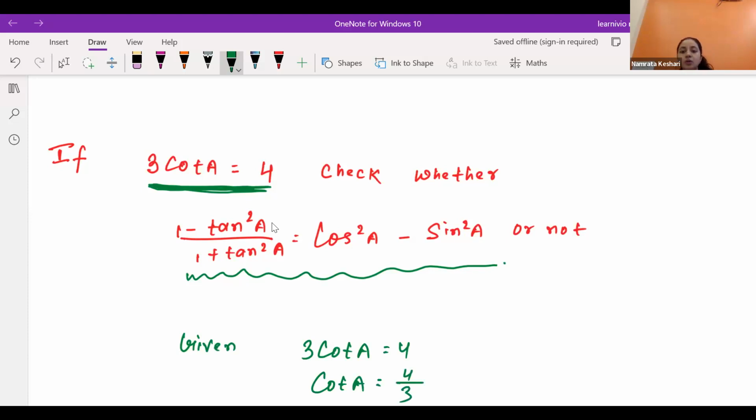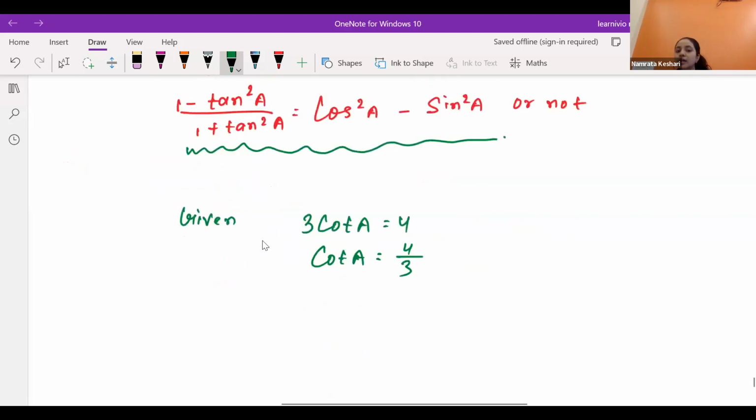So one of the trigonometric ratios is given over here, and what we need to find is tan. Here in the proof part, tan is reflecting, cos is there, sine is there, so we will focus on finding tan, cos, sine, and then we will check whether the left hand side and the right hand side are equal or not. It can be equal, it may not be equal. We have to check that.